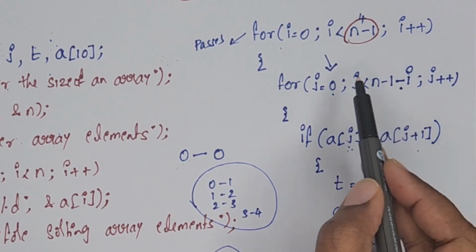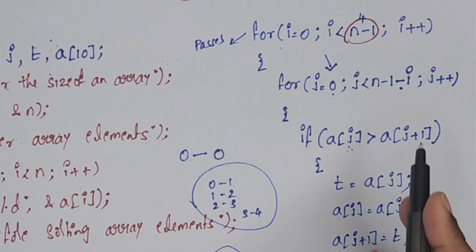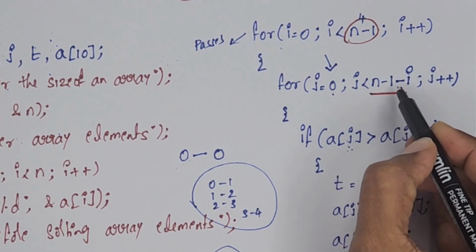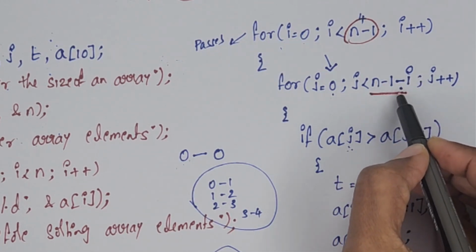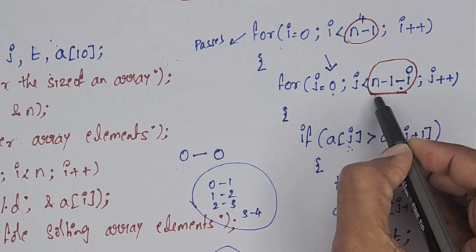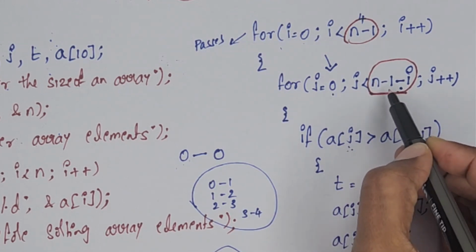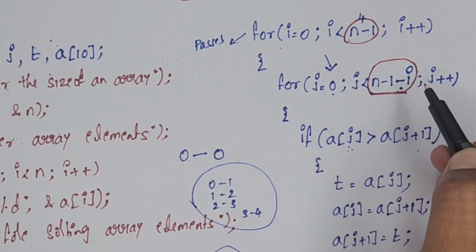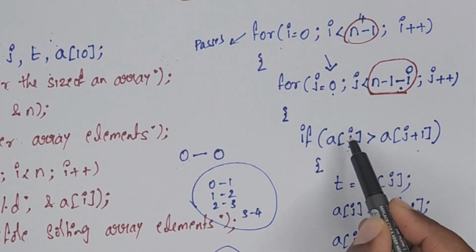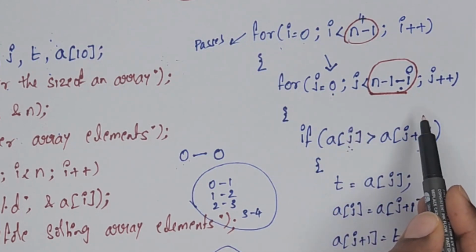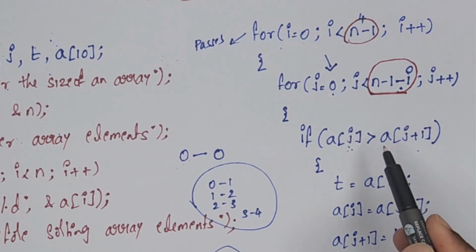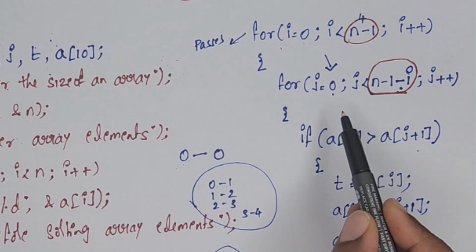And in each and every pass we have to perform a few comparisons. How many comparisons do we have to perform? n minus 1 minus i. So the number of comparisons depends on i: n minus 1 minus i. What we have to compare always: the 0th element is compared with first element, then second element, like that we have to compare.